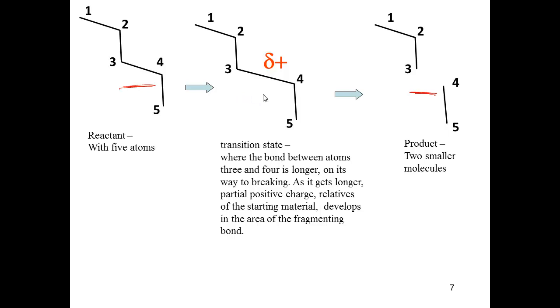And the transition state is stretching. It's starting to stretch bond 3 and 4 longer and longer on its way to being broken. Because you have a certain amount of electron density between atoms 3 and 4, stretching it out over a longer distance means there's going to be less electron density in the transition state relative to the ground state.